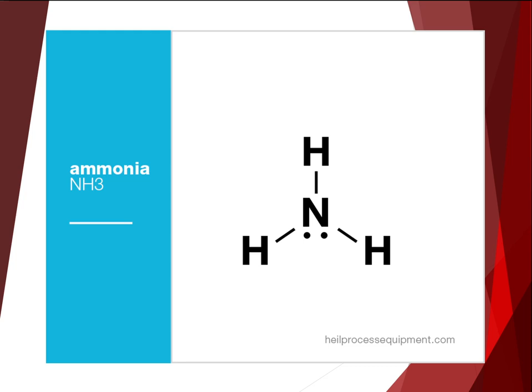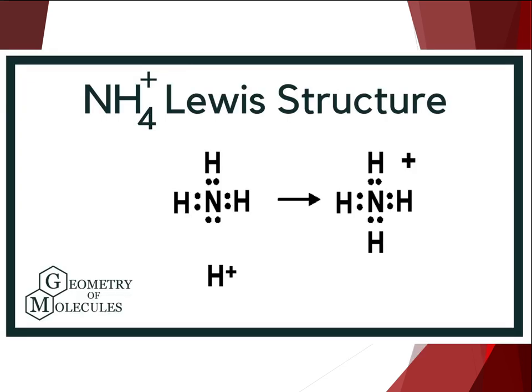Likewise, each single bond in ammonia, which is NH3, is composed of 1 electron from the nitrogen atom and 1 electron from a hydrogen atom. The nitrogen atom in NH3 has a complete octet. But the question is, can the nitrogen atom form a 4th bond to make the polyatomic ion ammonium, which is NH4+?